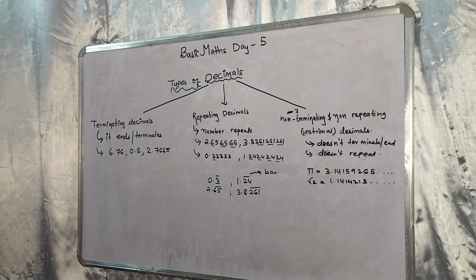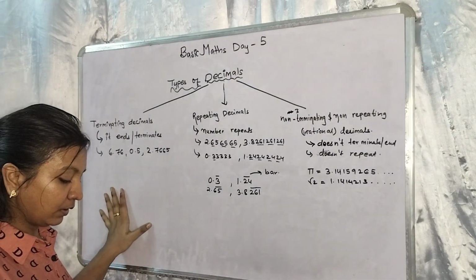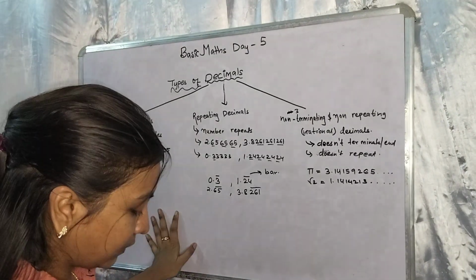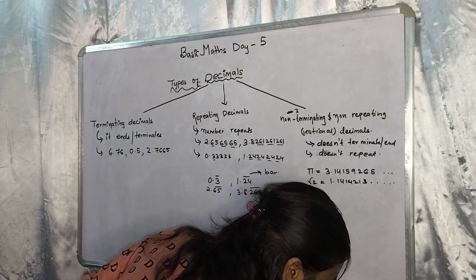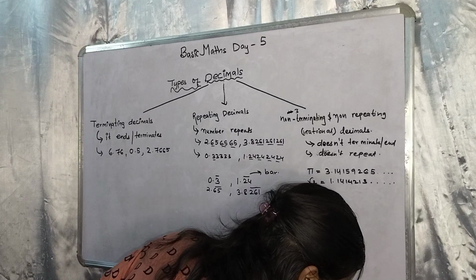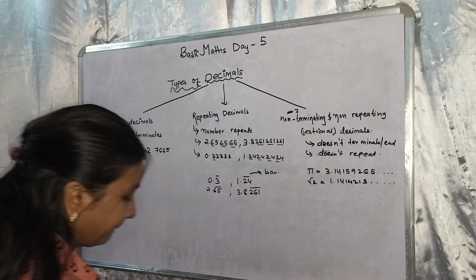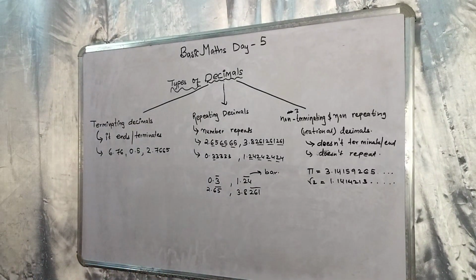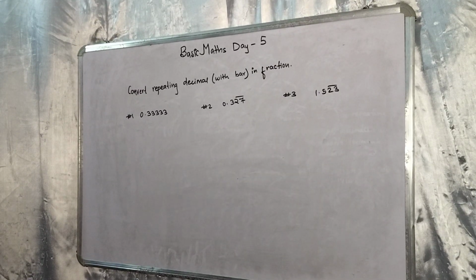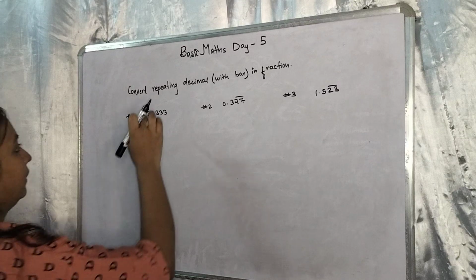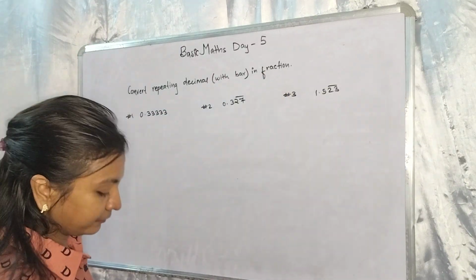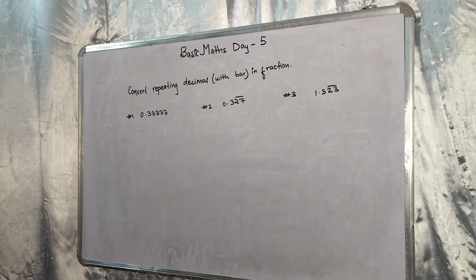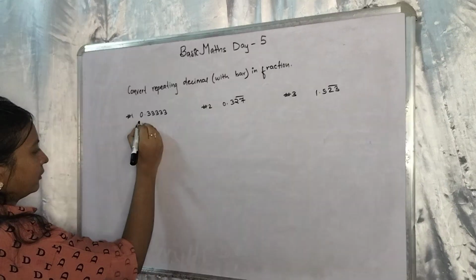Fine. So these are very important, and need to be known, because this is a very important chapter and a very important concept regarding decimals. Fine. Now we will convert a repeating decimal which is with a bar into a fraction. Fine. So now see, as I told you, first solve this.